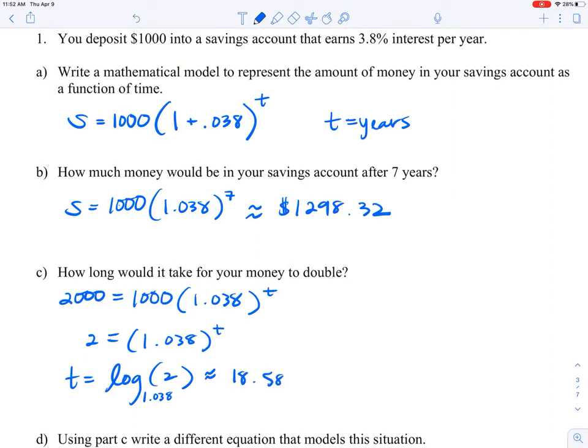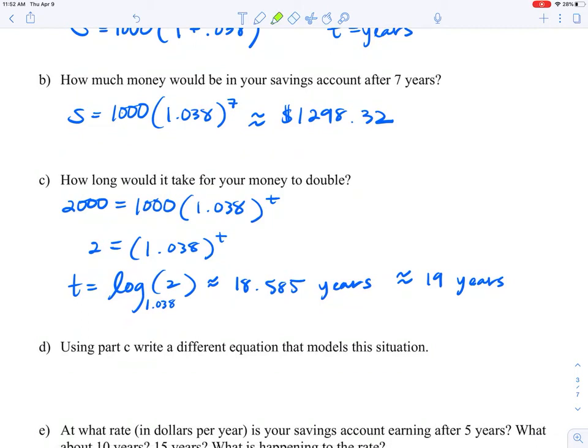If you type that into your calculator, you get approximately 18.585 years, or approximately 19 years. You could always round that up to be approximately 19 years. This kind of yucky looking thing, that's the exact value. That's actually the doubling time. That's how long it takes for your initial amount to increase 100%.